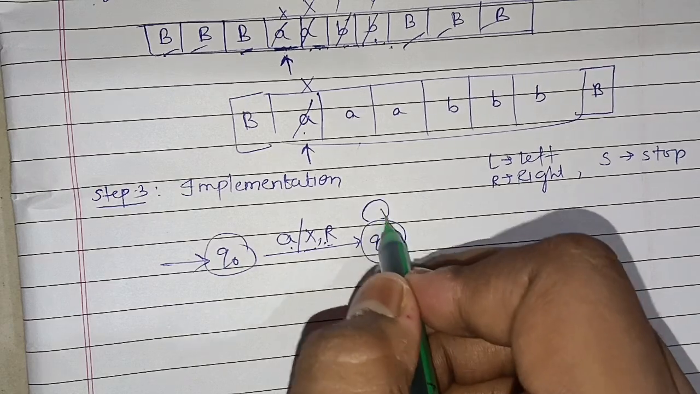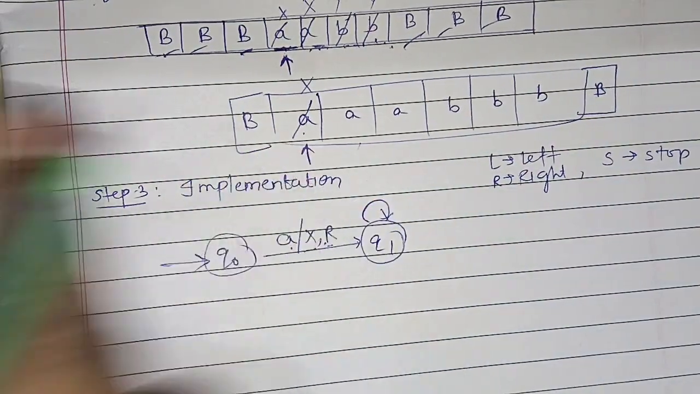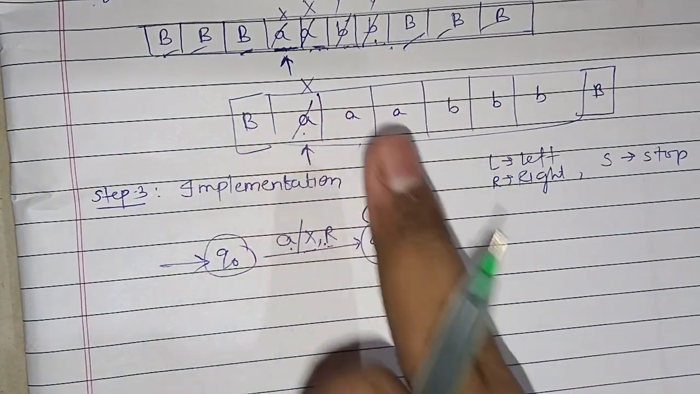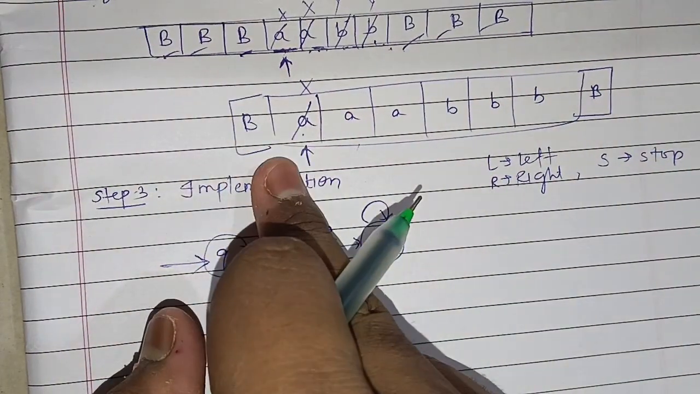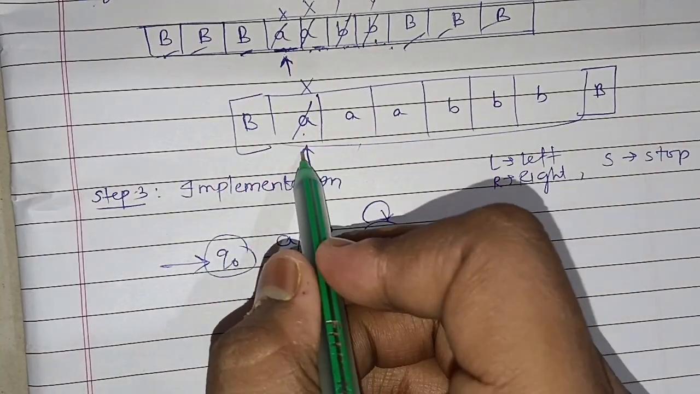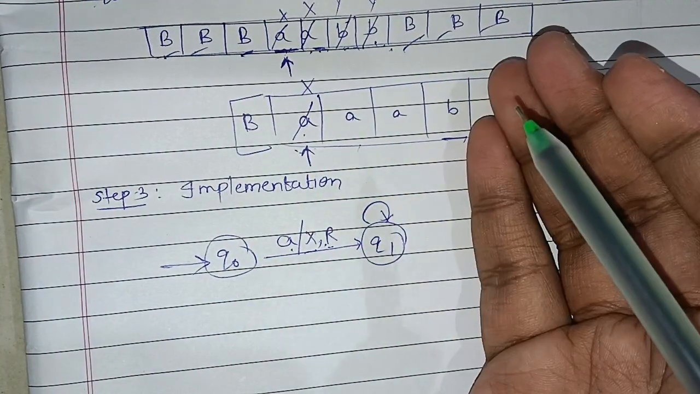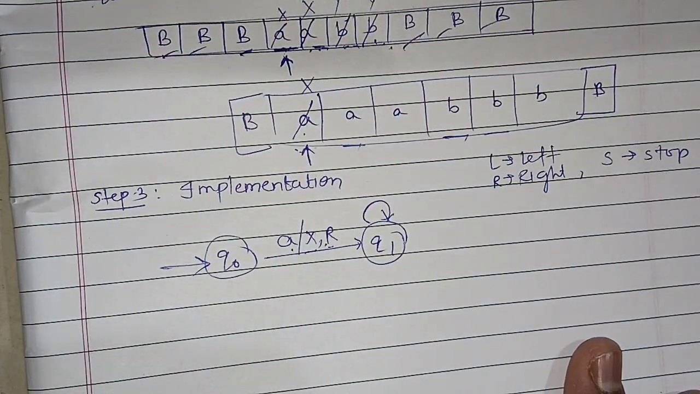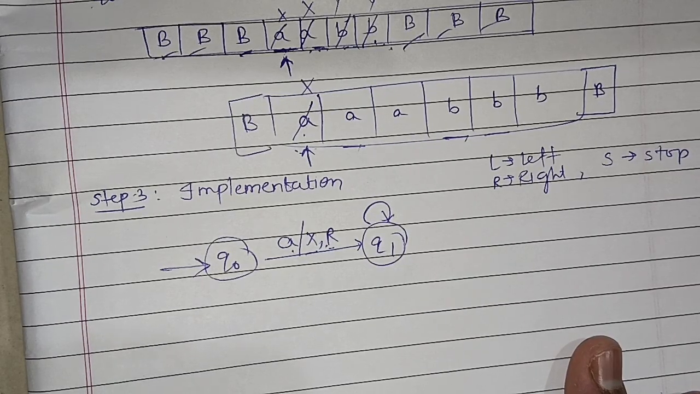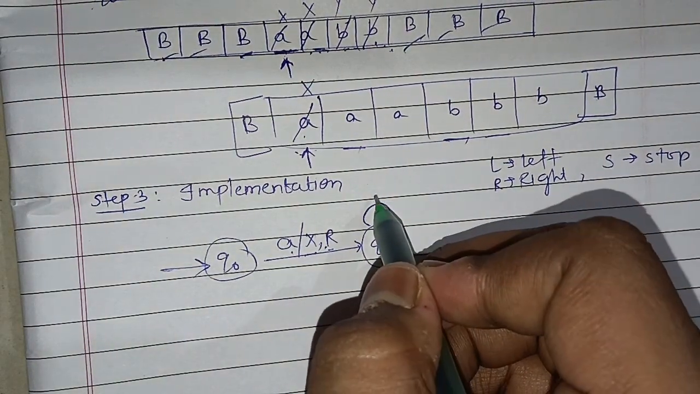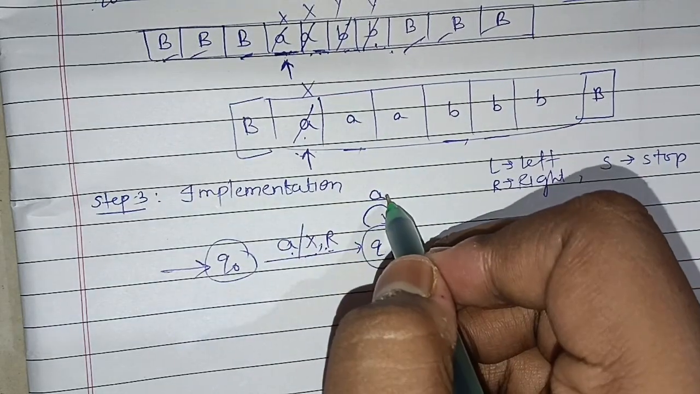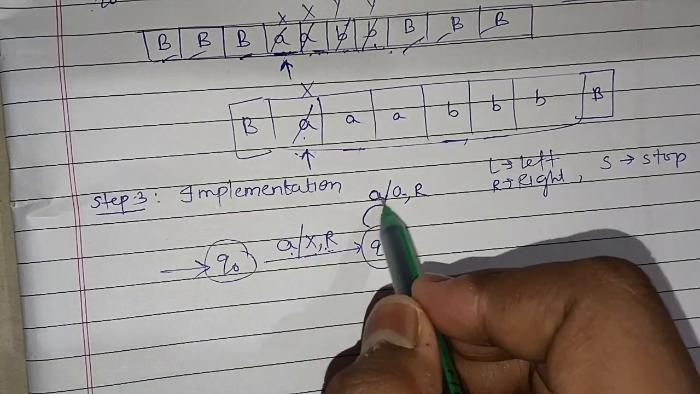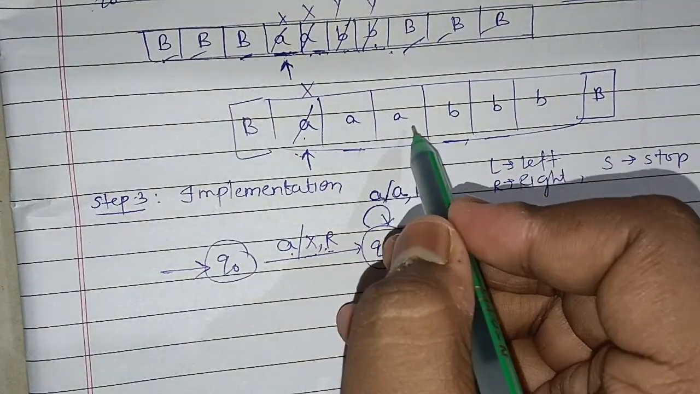Now I have made one a as X, and I will make one b as Y, consecutively. Here I will make one a as X, and then I will make one b as Y. Then I will again come here and make one a as X, and again go and make this one b as Y. I am trying to keep a count. So for all the a's, keep it a only and move right, no need to change anything.